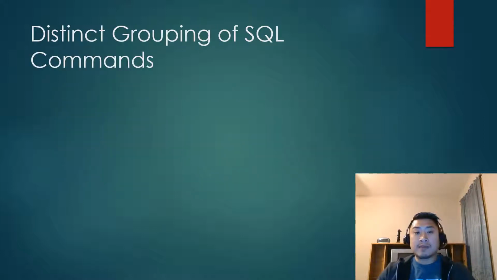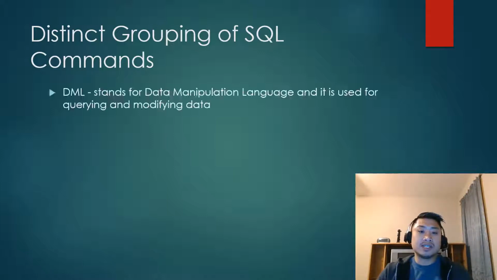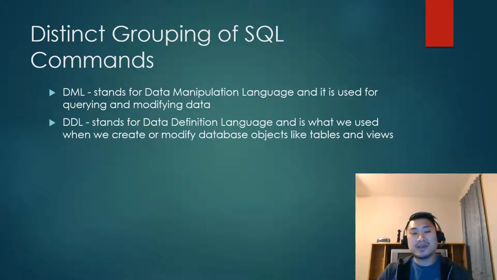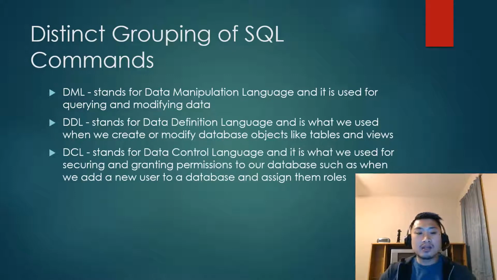The SQL language can be broken up into three distinct sets of commands. These are called DML, DDL, and DCL. DML stands for data manipulation language, and is for querying and modifying data.